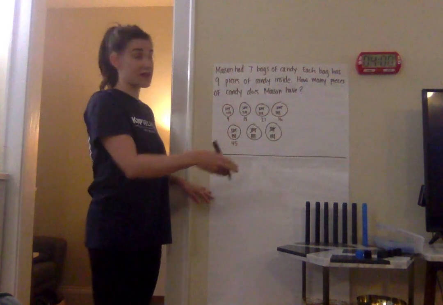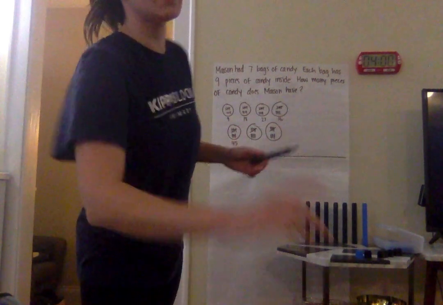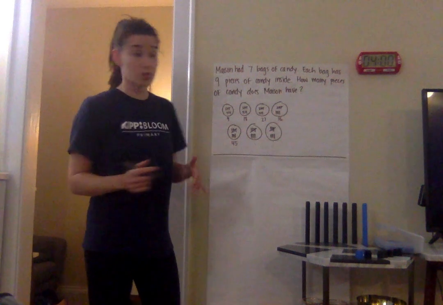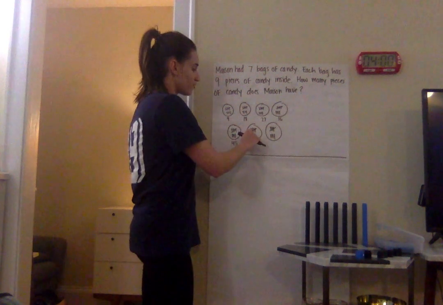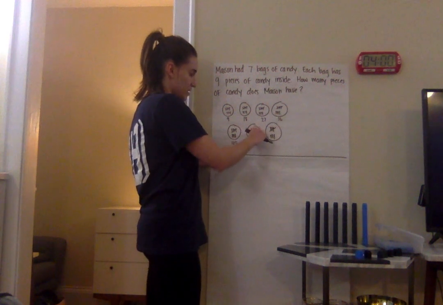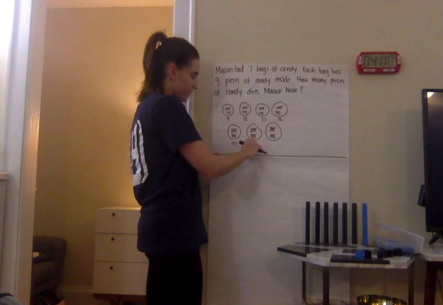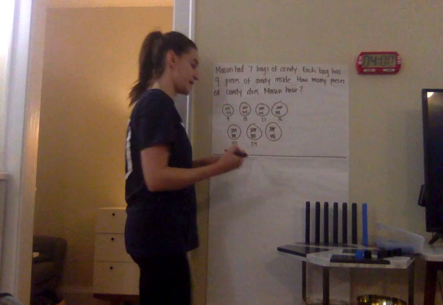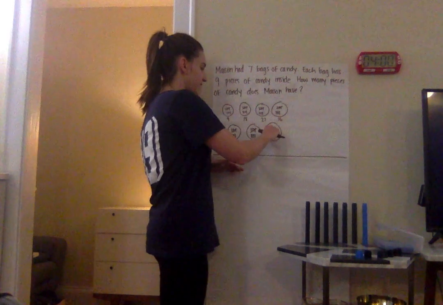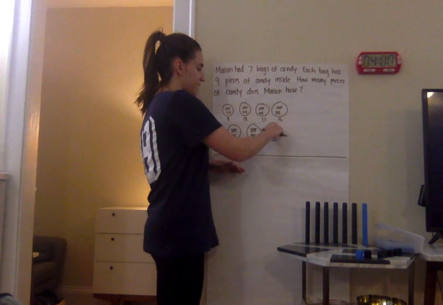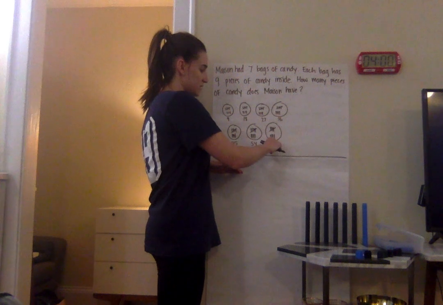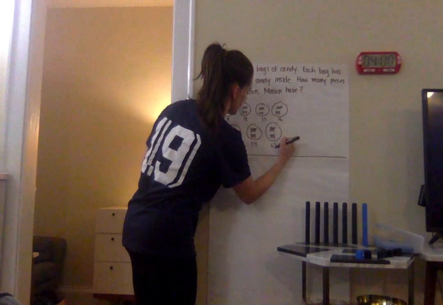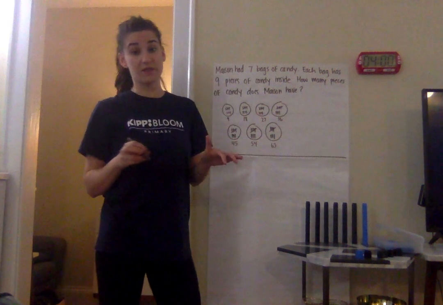Counting up my groups of 9 so that I can see how many pieces of candy Mason has in total. Let's keep going. 46, 47, 48, 49, 50, 51, 52, 53, 54. Okay, let's keep going. Last one. 55, 56, 57, 58, 59, 60, 61, 62, 63. Okay. Whoa, he has 63 pieces of candy in total.